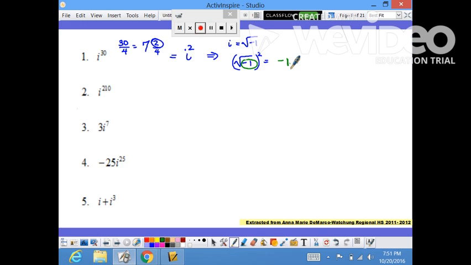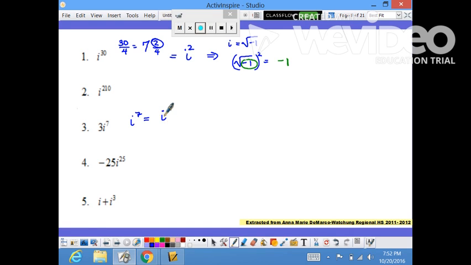Okay? We're going to skip down to number 3. Number 3 has 3 times i to the power of 7. Well, we're really concerned about the i to the power of 7 and not really the 3. So let's go ahead and work with that and then bring the 3 in later. All right, so i to the power of 7. That's more than 4, so we need to know what's our remainder.